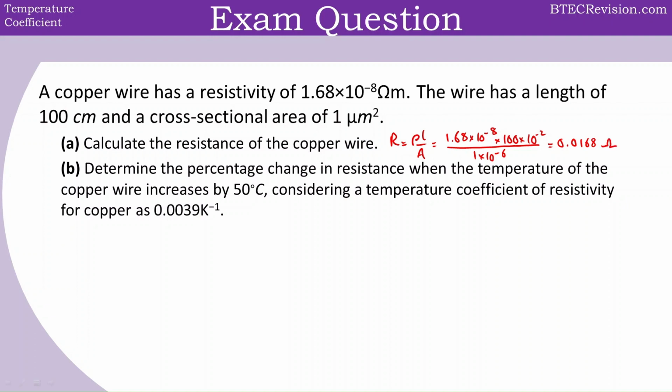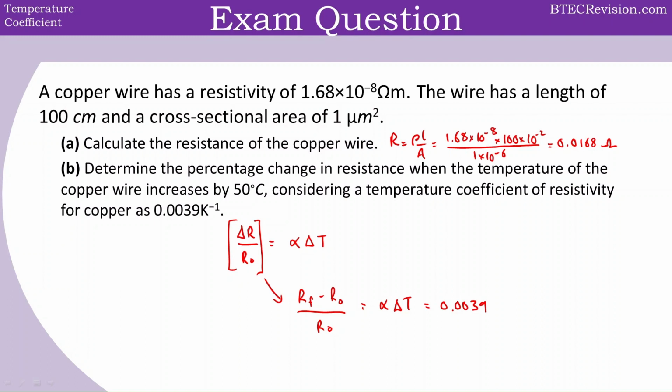Now, part B is determine the percentage change in resistance when the temperature of the copper wire increases by 50 degrees Celsius, considering a temperature coefficient of resistivity for copper as 0.0039 per Kelvin. And we can work this out by looking at the right side of the equation, which is alpha delta T. And alpha, we know, is 0.0039. And then the change in temperature is times 50, because it says increases by 50 degrees Celsius.